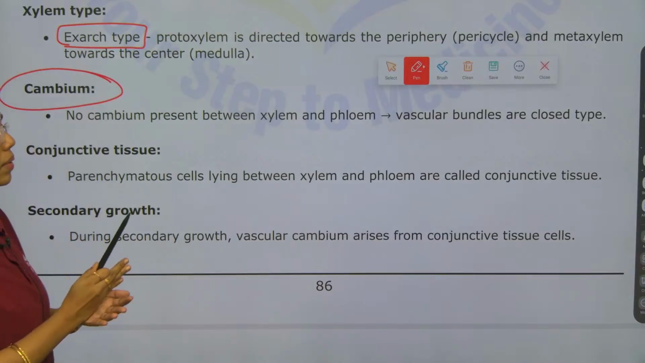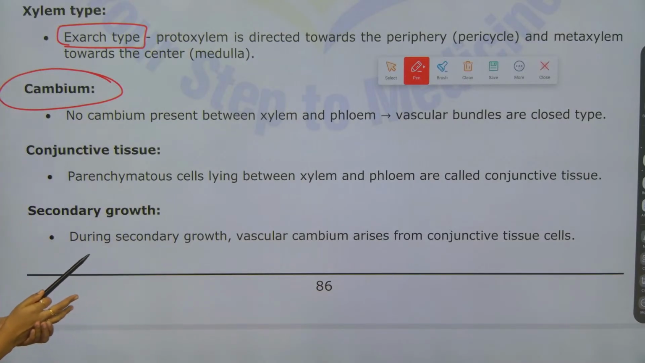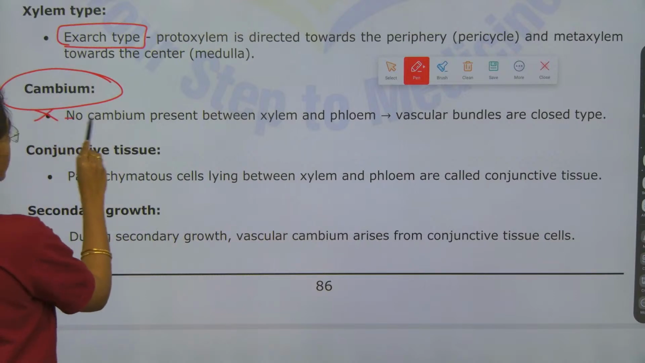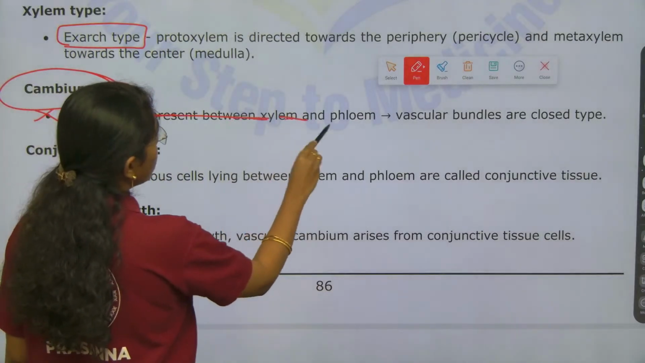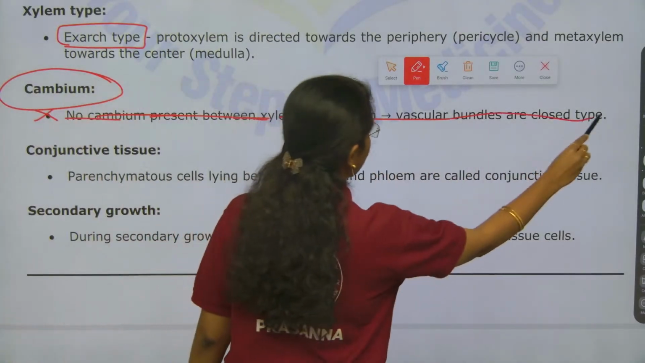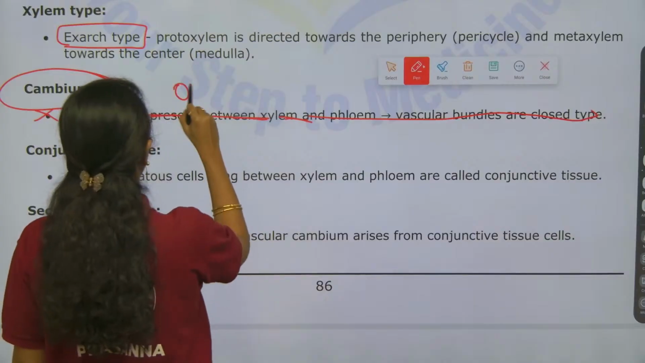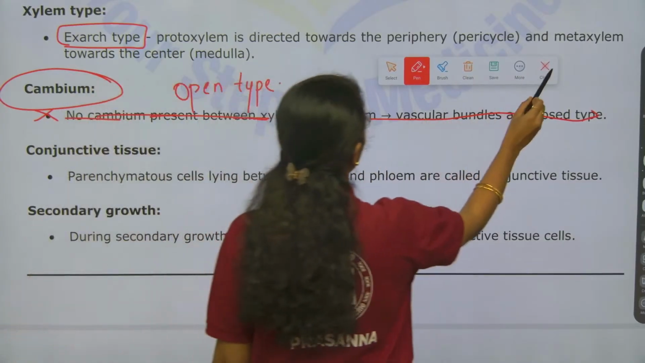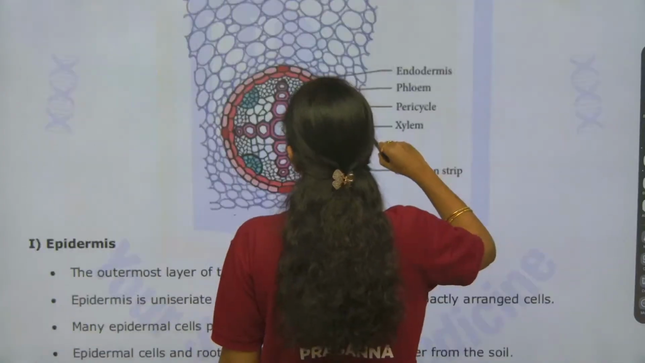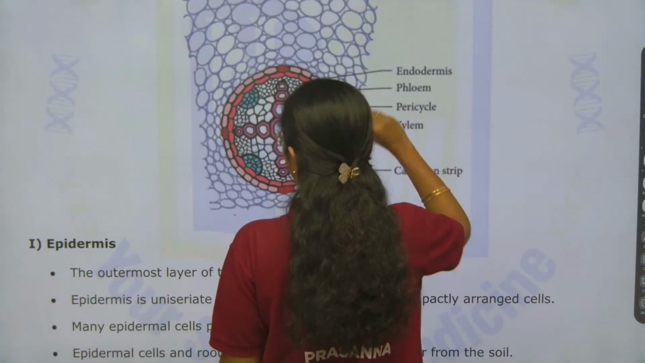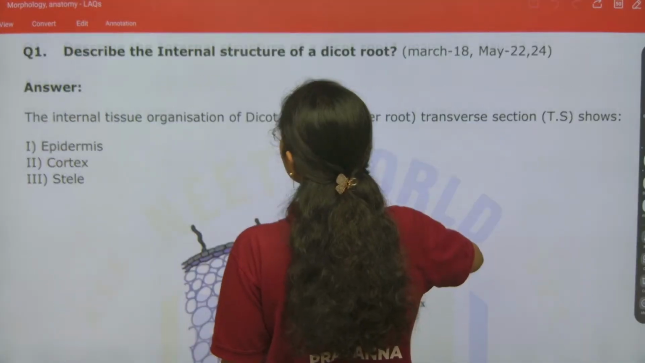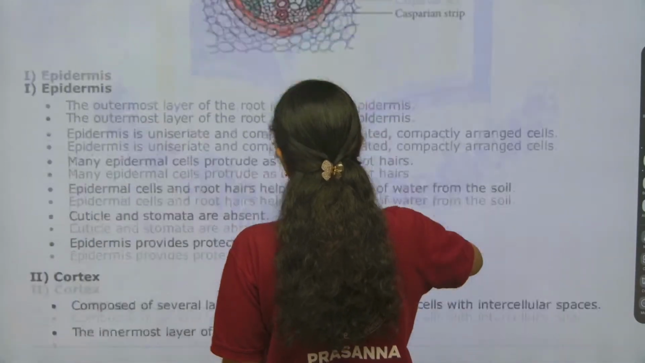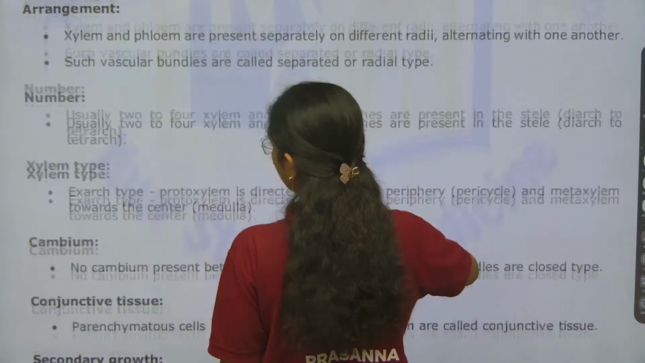Next here you see cambium. There is no cambium present in between xylem and phloem. Vascular bundles are closed type. This is wrong, actually, to be corrected. In dicot root, it is open type of vascular bundles, okay, it is open type, not closed. In dicot root it is open type of vascular bundles, not closed.